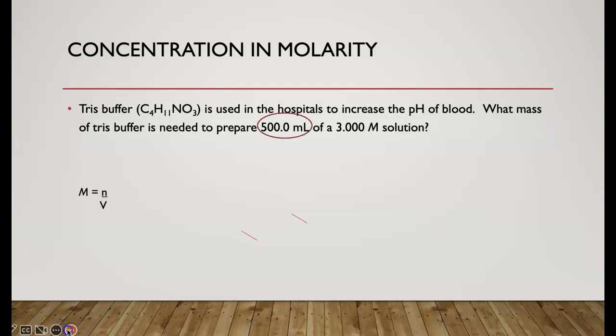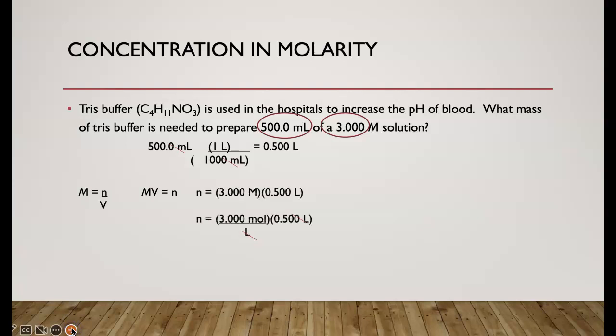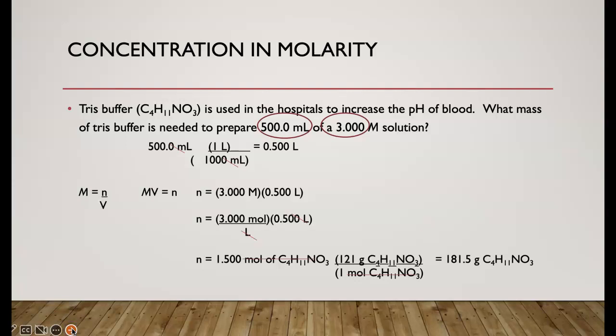Hopefully you remembered that molarity is your number of moles per liter. In this case, we've got volume and molarity. So volume times molarity, and you just have to convert your volume to liters. And hopefully you know that molarity times volume is equal to the number of moles. And so you can easily come up with 1.5 moles of that buffer, and then use your molar mass to figure out the grams of Tris buffer needed. And that can be rounded to 4 significant figures.